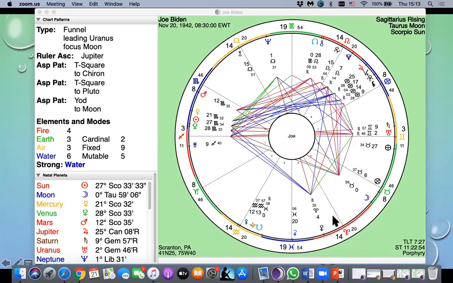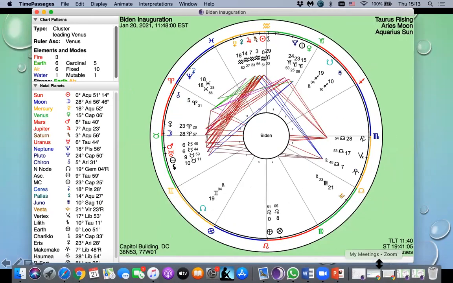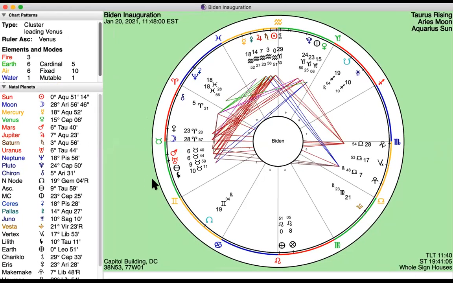So let me now share then, let's see. Inauguration chart. Here it is. So here's the inauguration chart.